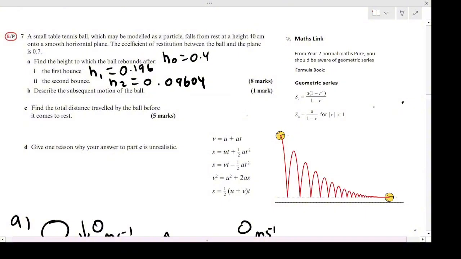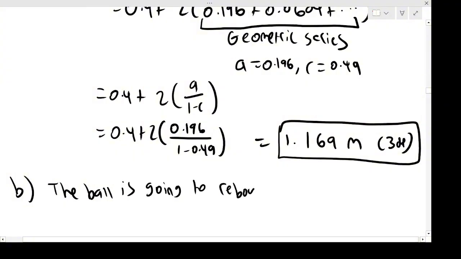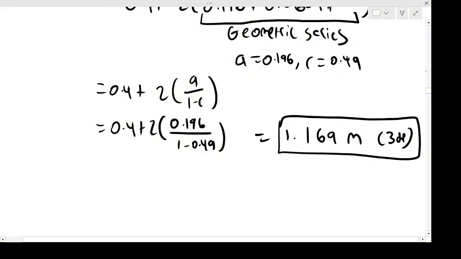Okay, now we're going to look at part B. So then it says describe the subsequent motion of the ball. Now we know exactly what's happening to the heights. Okay, so now we can describe what's happening. So what's going to happen is the ball is going to rebound with the height upwards. As we just saw, the height of the ball in each bounce forms a geometric sequence.